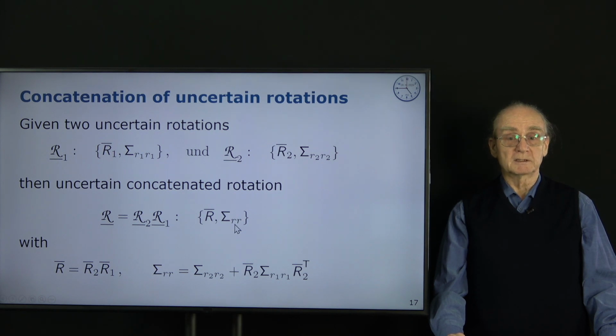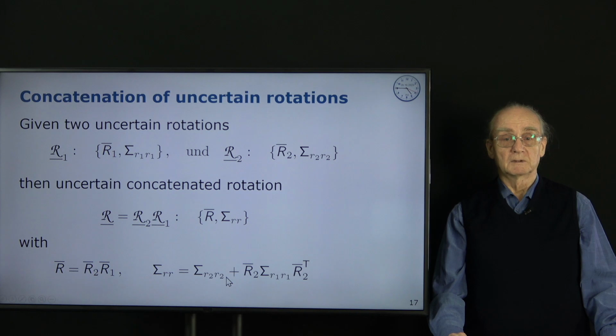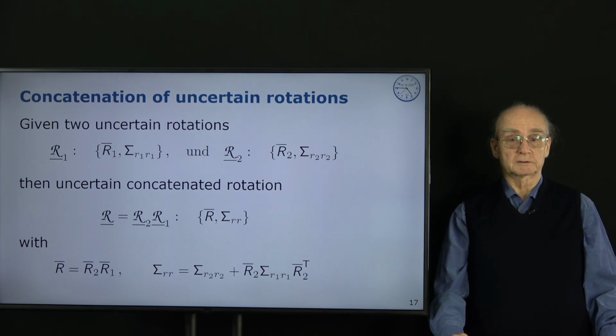And what we will see immediately is that the mean rotation is nothing else than the product of the two means, which is quite plausible. And the covariance matrix of the combined rotation is the covariance matrix of the second rotation plus some transformation of the covariance matrix of the first rotation. And it goes with R2, which seems to be plausible. But we need to prove this. So we have a very simple expression for concatenating uncertain rotations. We want to show how this can be proven.